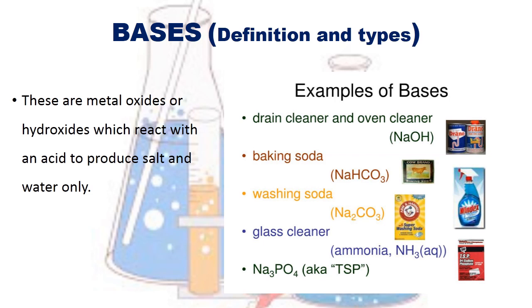We have the drain cleaner and oven cleaner, which is sodium hydroxide, baking soda, which is sodium hydrogen carbonate, washing soda, sodium carbonate, glass cleaner, which is ammonia, and Na3PO4, also known as TSP.